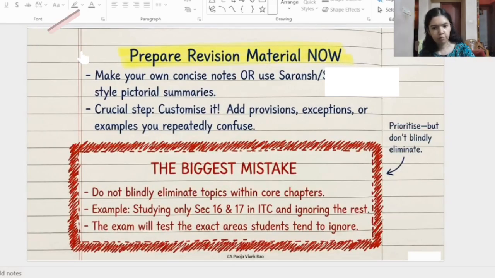So the next important point covered in the webinar was how to prepare for revision. When you are studying, at that time itself prepare your revision material.